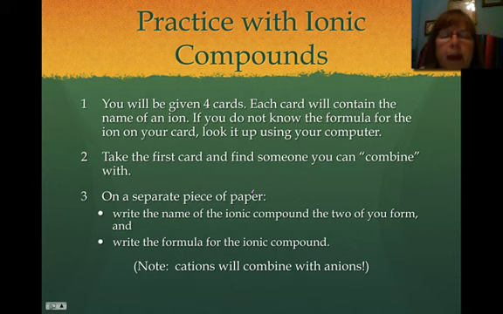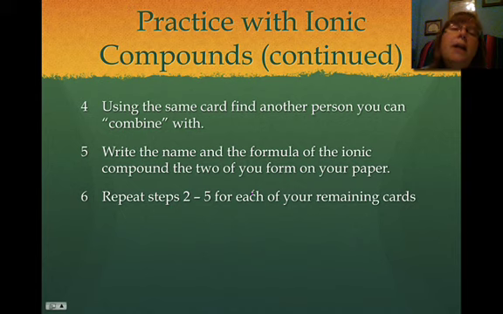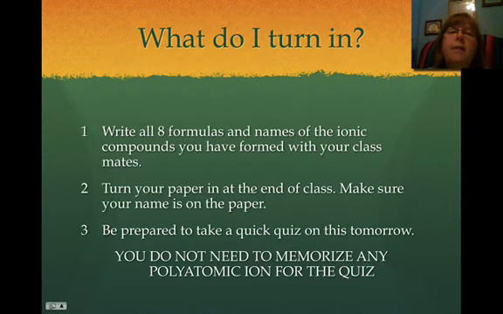On a separate sheet of paper, you're going to write the name of the ionic compound that the 2 of you would form. Remember, write the cation's name first and then the anion name. And then, working together, you're going to write the formula for that ionic compound. You're going to use that very same card and go find another person that you can combine with. And you're going to write the name and formula of that ionic compound that the two of you formed together on your paper. You're going to repeat steps 2 through 5 for each of the remaining cards.